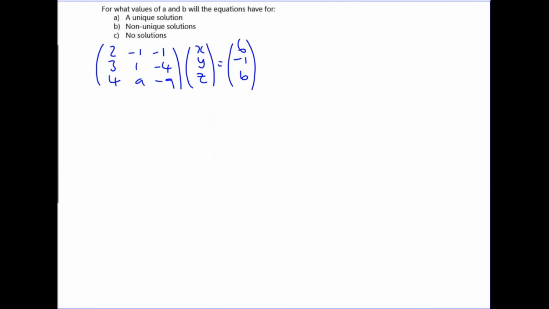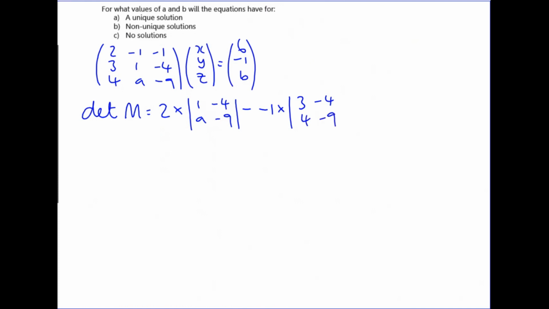First thing I'm going to do is the determinant of this matrix here. We'll call it matrix M. Again, it doesn't matter which row or column, so we'll use the top row. So 2 times its minor, the determinant of 1 minus 4, A minus 9. Then a minus, and it's minus minus 1 times its minor, which is 3 minus 4, 4 minus 9. And then plus minus 1 times its minor, which is 3, 1, 4, A.